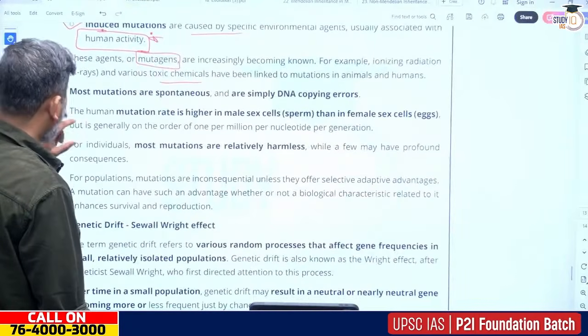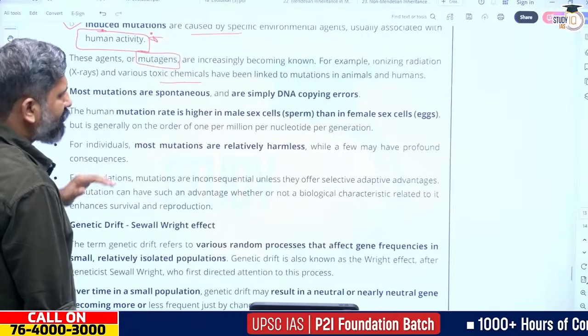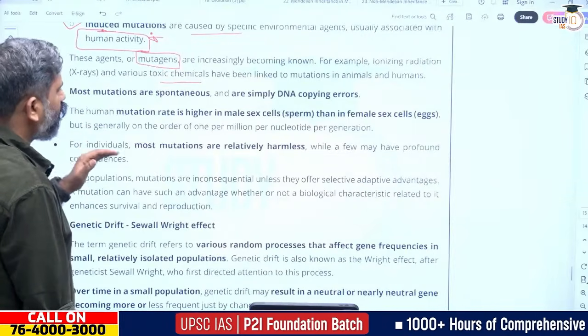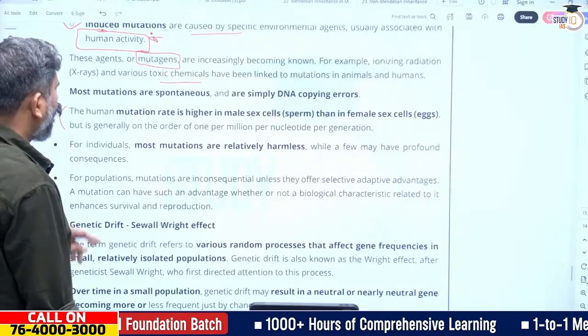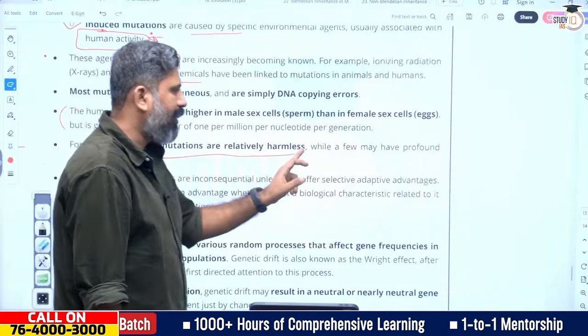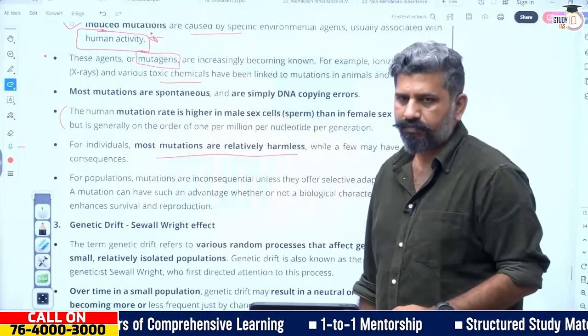Most mutations are spontaneous and are simply DNA copying errors. The human mutation rate is higher in male sex cells than in female sex cells, but is generally on the order of 1 per million per nucleotide per generation. Very limited. For individuals, most mutations are relatively harmless, while a few may have what? Profound consequences.